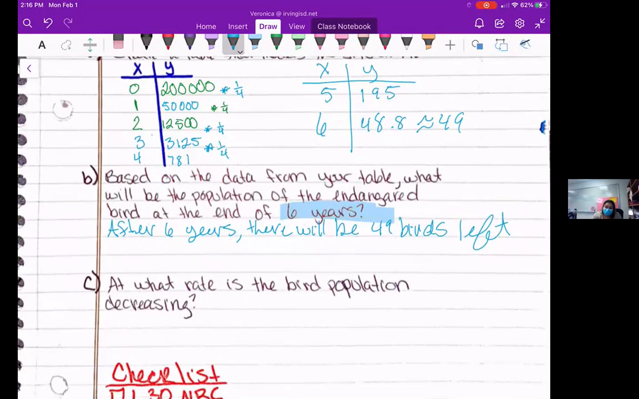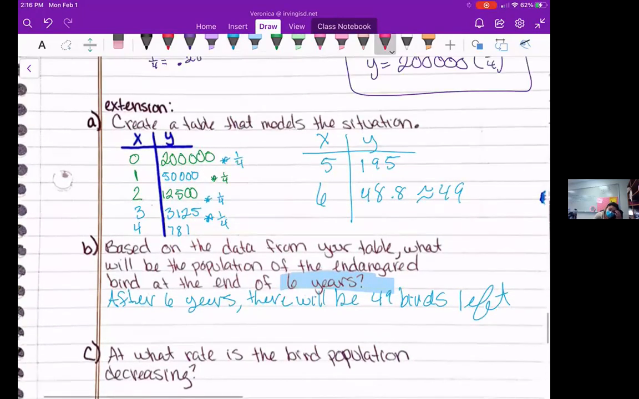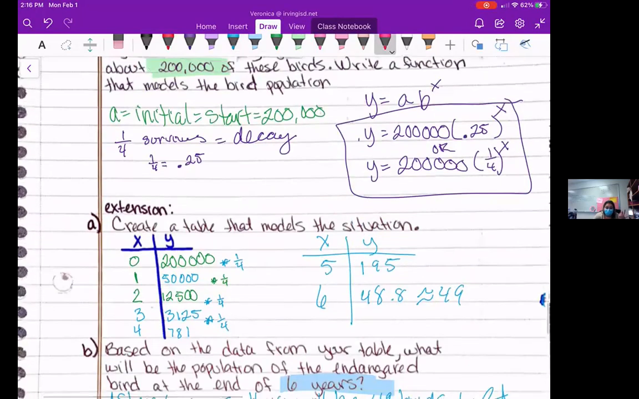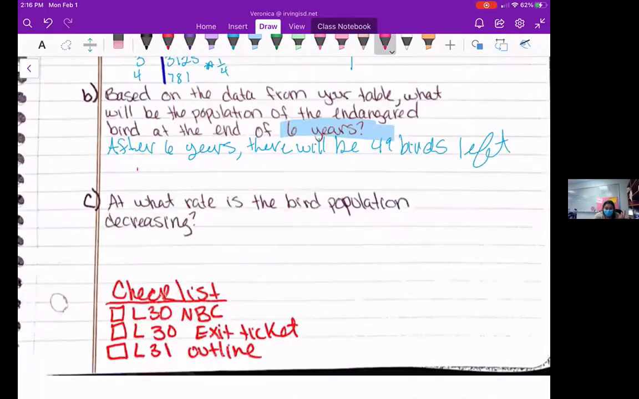Now, another way you could do this is that you could just grab the equation we found at the top and then plug it in. So we would have y equals 200,000 times 0.25 to the power of 6, because that's what we wanted after 6 years, and you would get the same answer of about 49.